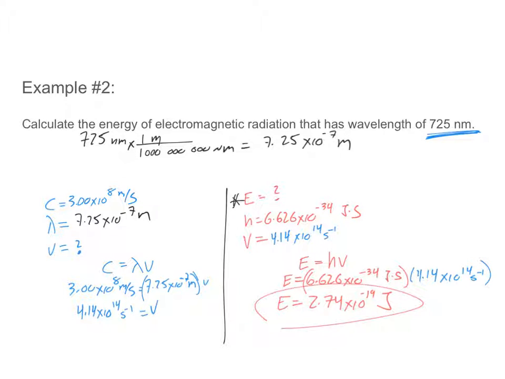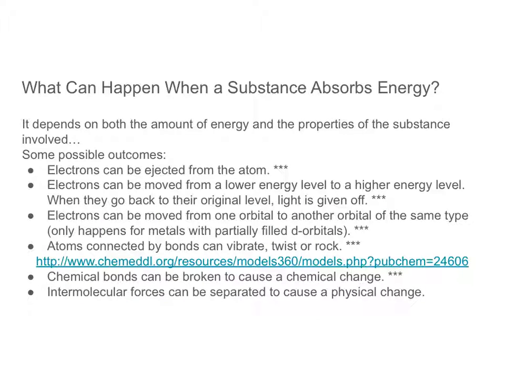So we're going to make it a little bit harder going forward, but there's more things we need to talk about. First of all, when something absorbs energy, two things happen. Either the electrons can be ejected from the atom, and we've seen that last year when we talked about that in honors chemistry. So the electrons get excited, they leave the atom. When they come back down and become less excited, they give off visible light. So like I said, the electrons are moved from a lower energy level to a higher energy level, and they give off light. They also can move from one orbital to another orbital of the same type.